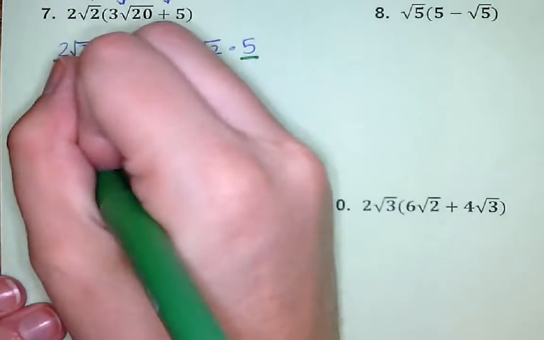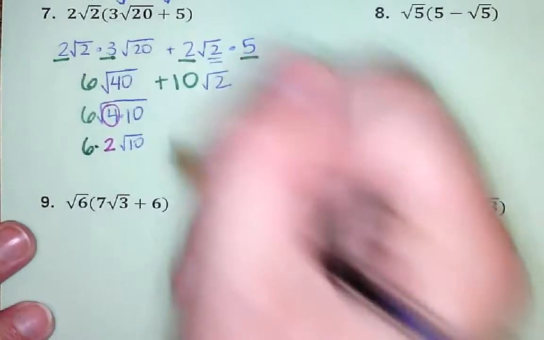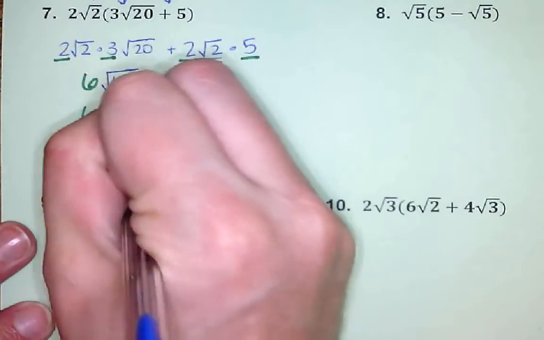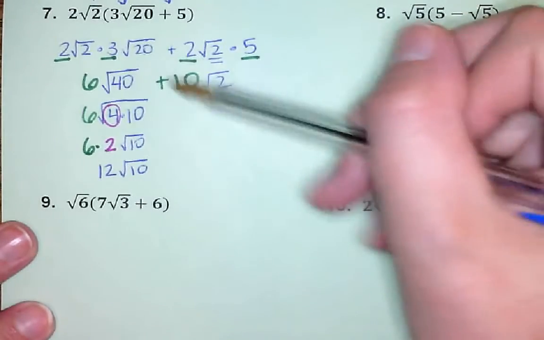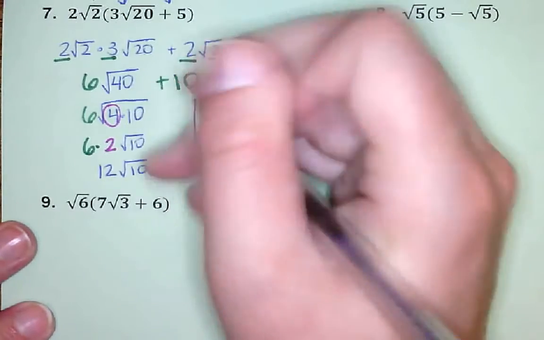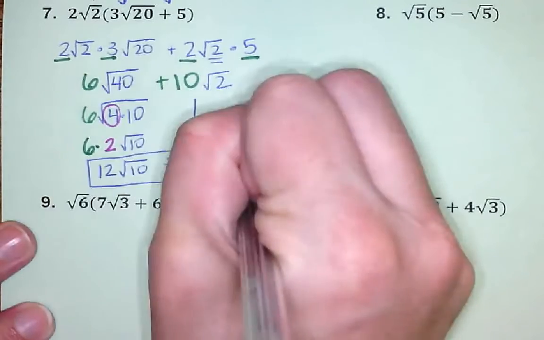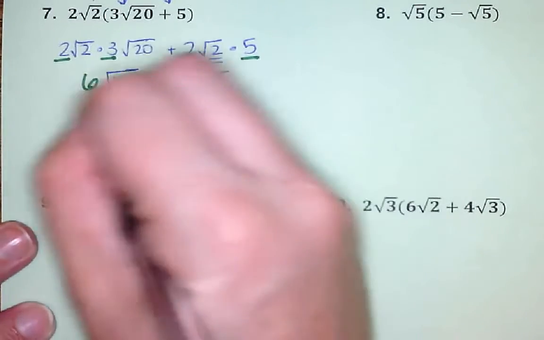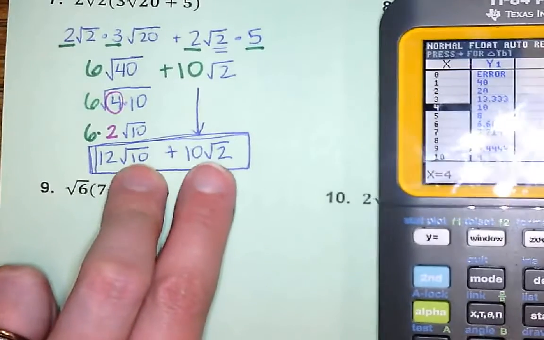Are y'all good with that? Then, can we simplify 10 square root of 2 at all? Nope. So that just becomes plus 10 square root of 2. And y'all, check this out. That is our simplified version here, because you cannot combine radicals unless the radicand is exactly the same. And is square root of 10 the same thing as square root of 2? No.